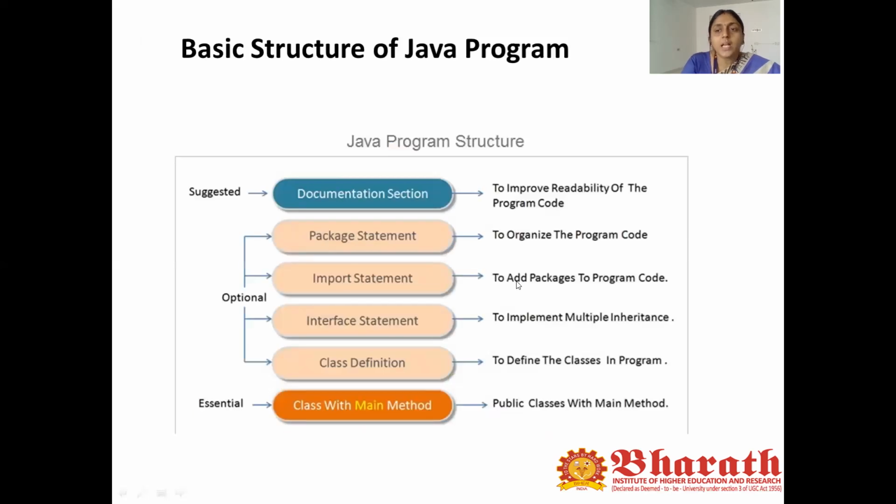And now we will see the basic structure of a Java program. The first section here is the documentation section, which improves the readability of the program code. In this documentation section you mention the details about the program, who is the author, what version you are using, or any input sources we are using. So we can just document it in the Java program.